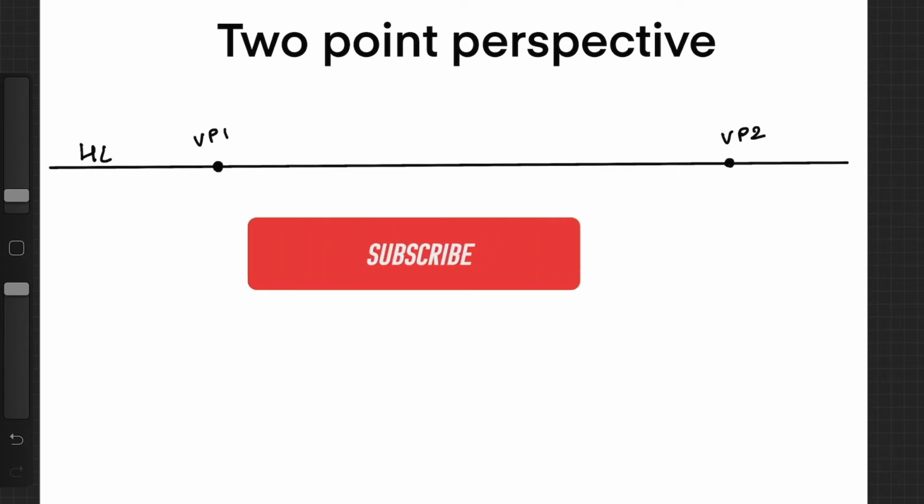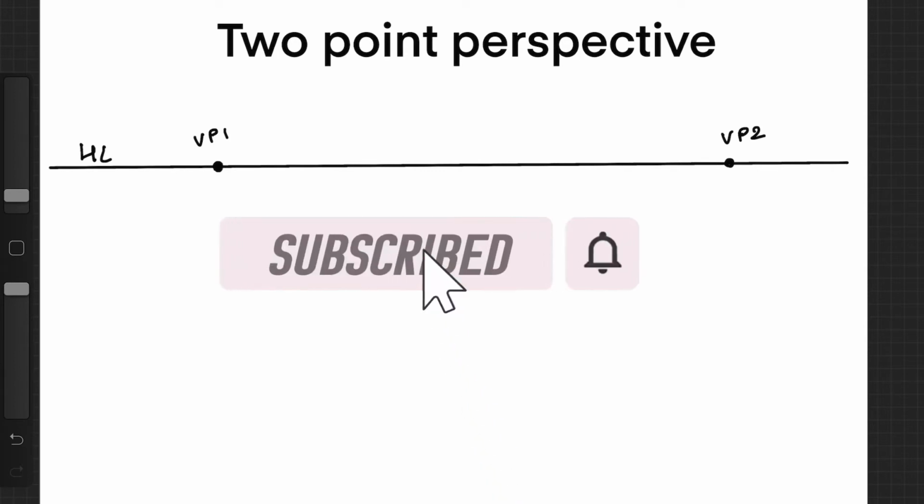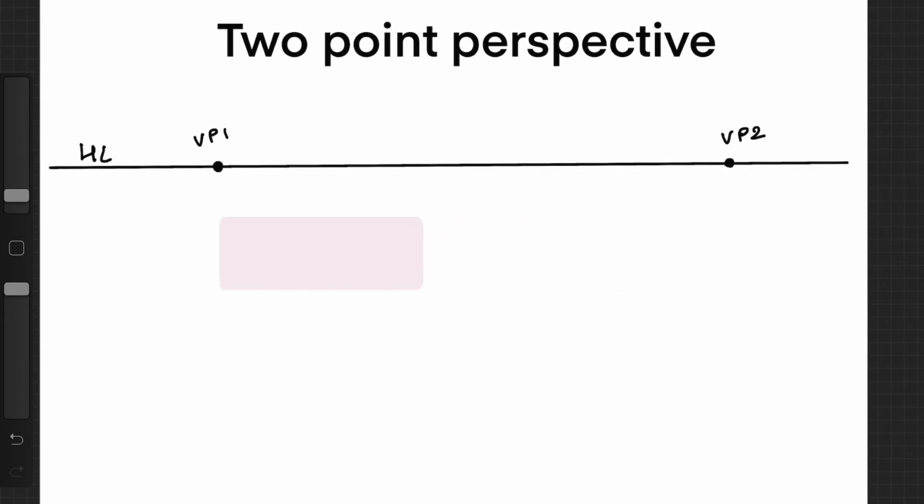Okay, now let's make something out of this, right? Let me start with VP2. Now, what lines converge to VP2? It's a very easy trend that you can observe. Anything from the left converges to the right. So if I have a line that comes like this, from the left, it's going to meet at VP2. Okay, it's a rule, it's going to happen. That's the way perspectives work.